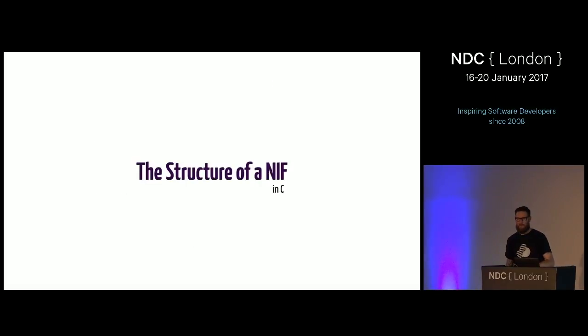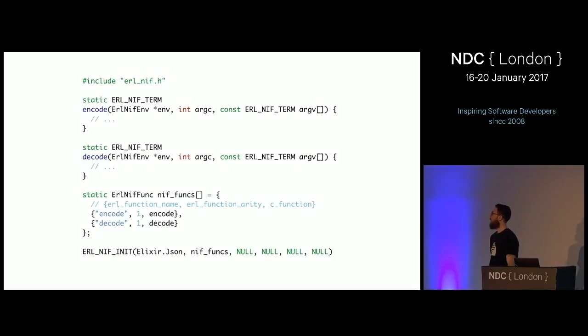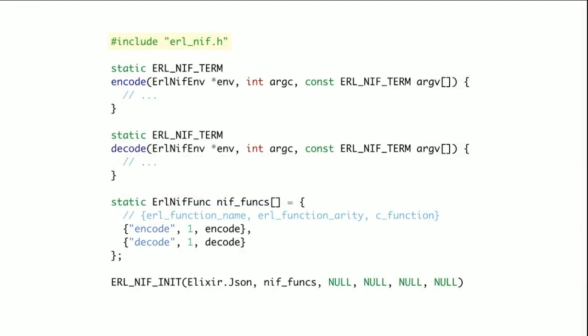So let's take a look at the structure of a NIF in C. Generally, you're going to include the ErlNIF API, from the header file. And all NIFs have this signature. The first argument is a pointer to an ErlNIF environment type. It's got an integer which says how many arguments I take. And then you have an array of NIF terms, the length of which is going to be the count of the integer argc. And then the function itself just needs to return an ErlNIF term.